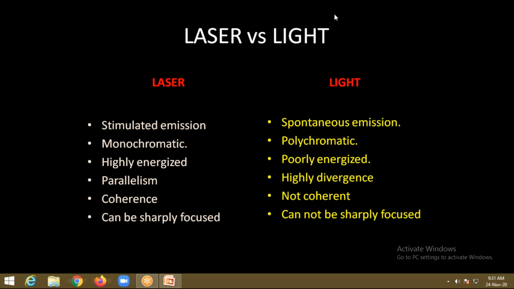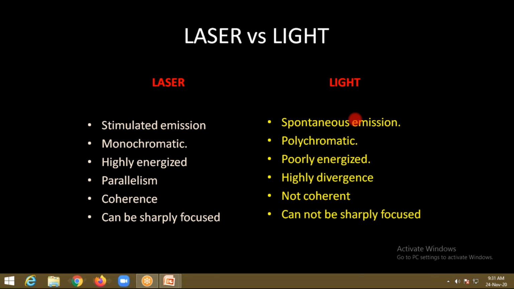So what is the difference between a light and a laser? To understand that, you have to first understand the basic difference. Laser is a stimulated emission, and light is a spontaneous emission. When you switch on a bulb, you can see the light glowing. That is spontaneous emission from the particular instrument, the bulb or a tube light.